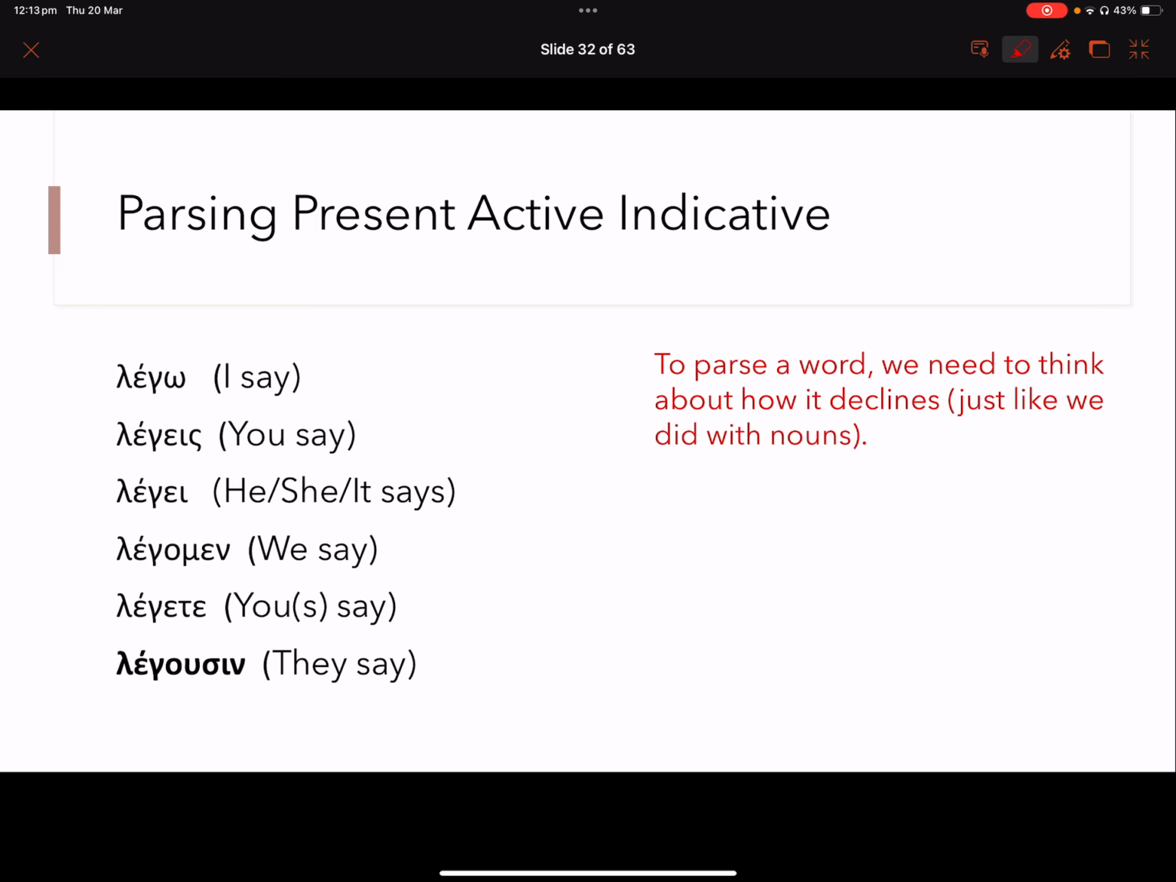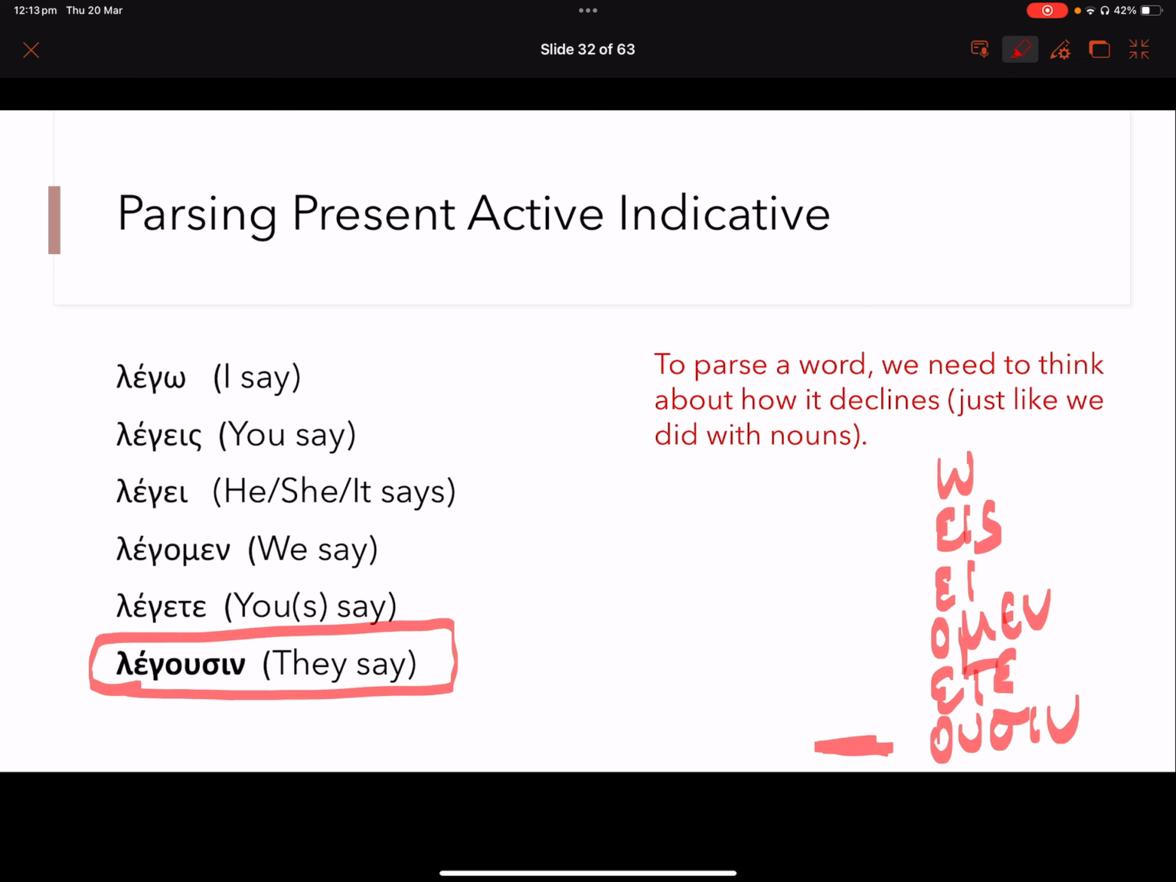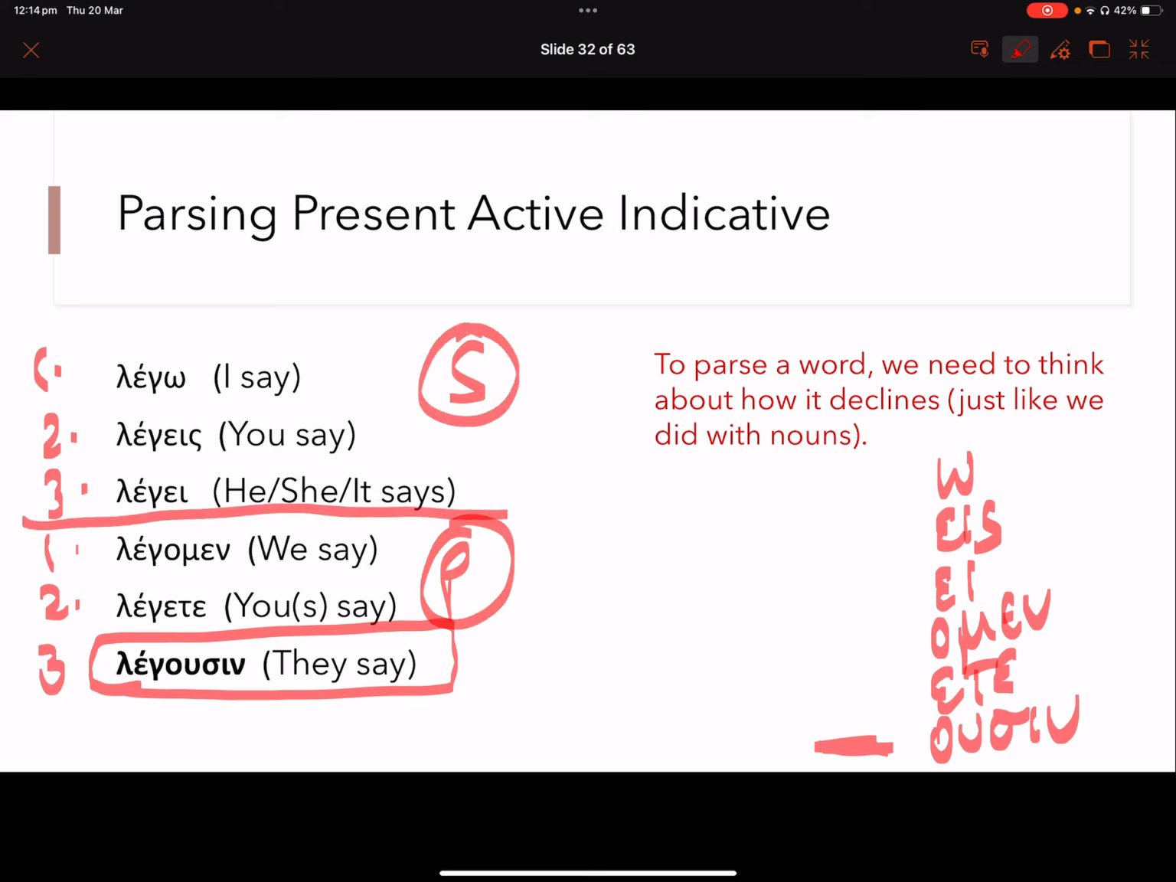So if I was parsing the word legusen, I would need to think about the paradigm I just learned: o, ace, a, omen, ete, usen. Oh, that's the building block, usen. So it must be 1, 2, 3, 1, 2, 3, singular, plural. It must be third person plural. They say or they speak.